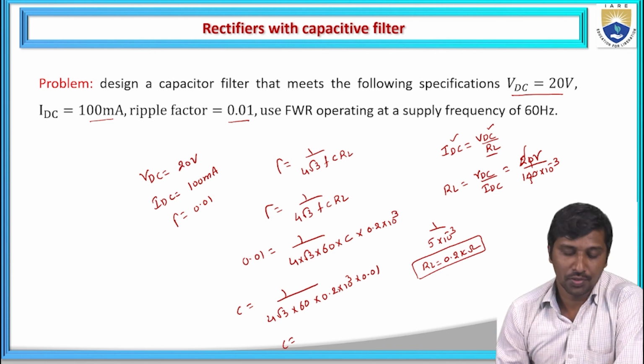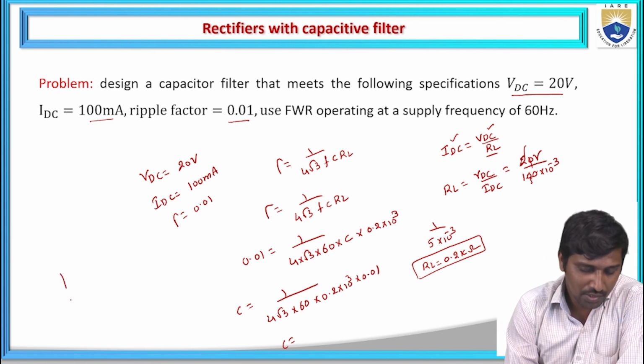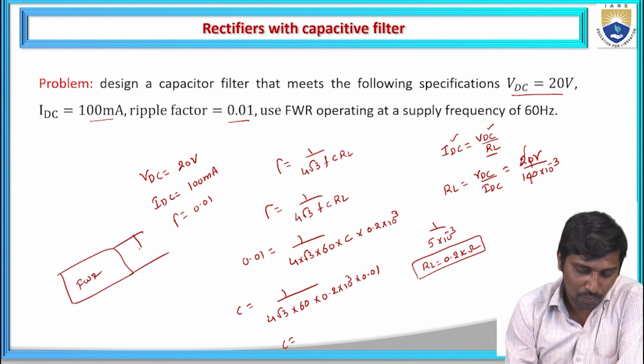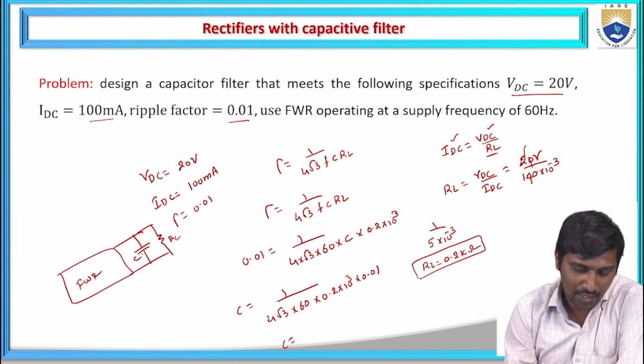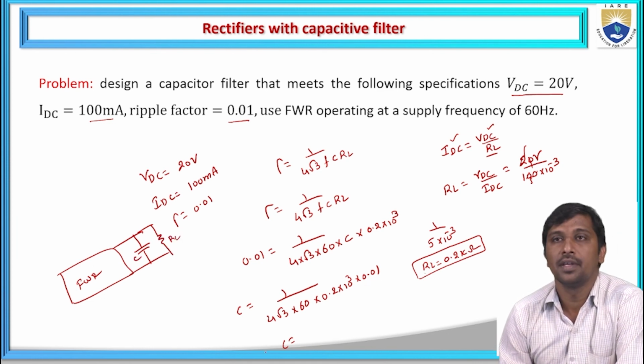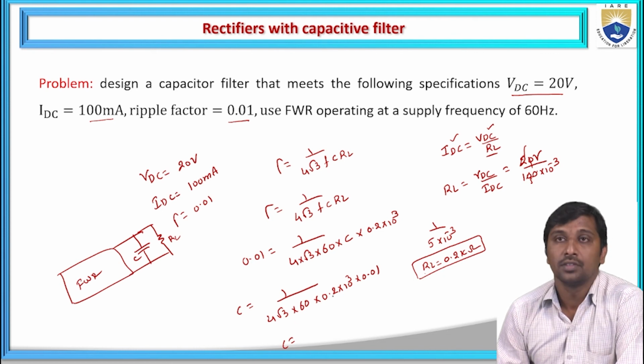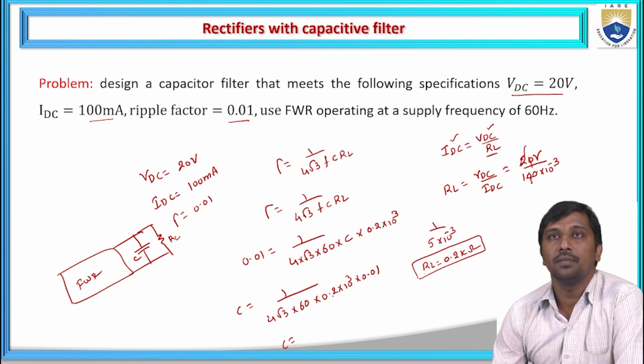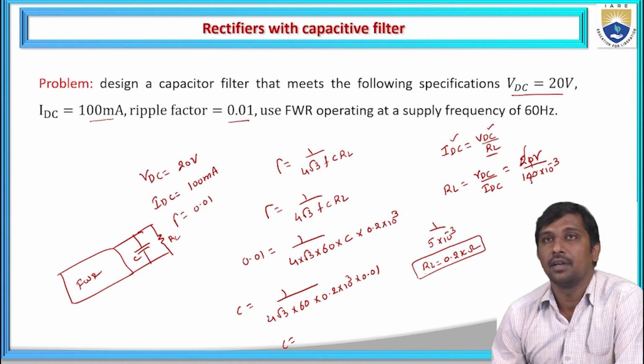After that, you should draw the circuit. We take the full wave rectifier circuit, then place the capacitor and the load resistance, and write the load resistance value and the capacitance value. So up to this point, today we observed rectifiers with a capacitive filter.